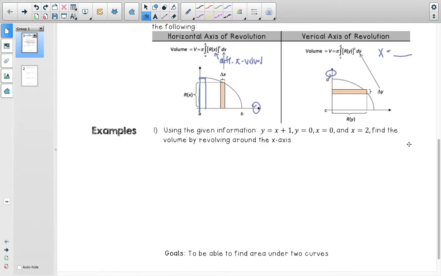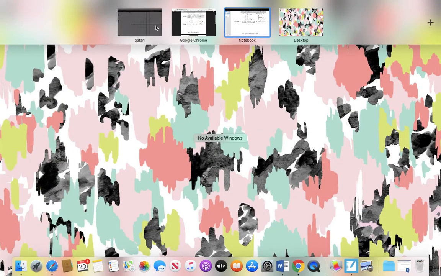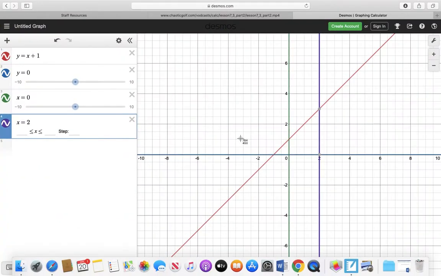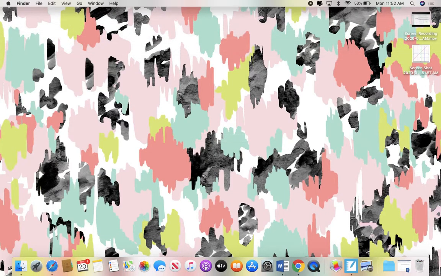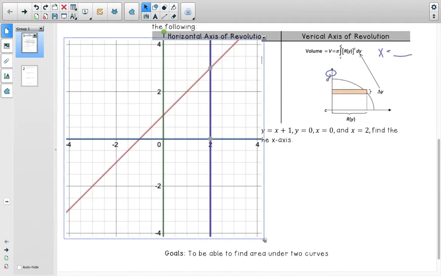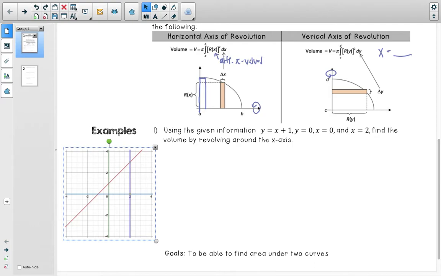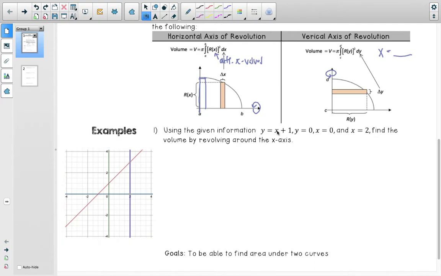So first example, I already graphed it, so I'm going to cheat. Hold on. Now when I did the notes personally, I graphed it all by hand, but obviously that's not a case. So let's just do a 4x4 box here. Bear with. Okay, so this is the graph, given the information. The red line is y equals x plus 1. The y equals 0 is here. The x equals 0 is that green line, and that's the purple line. So this is the area that we're talking about.